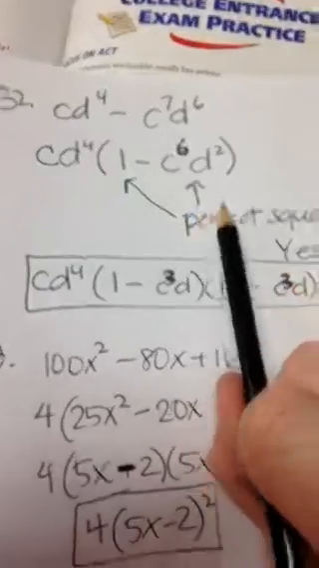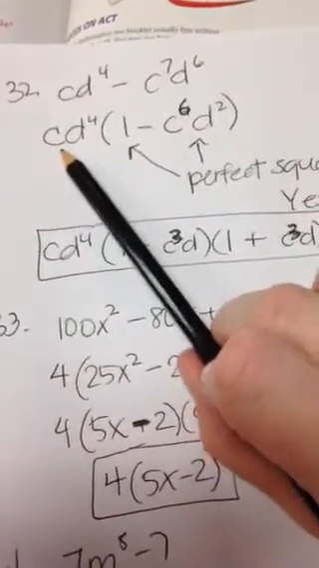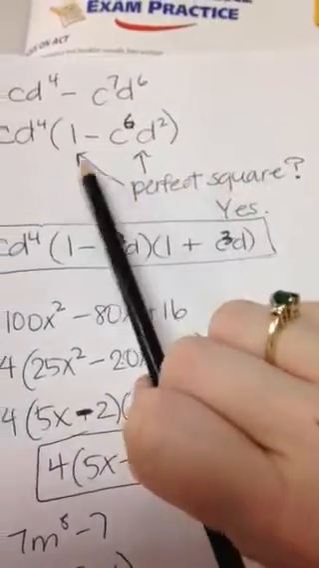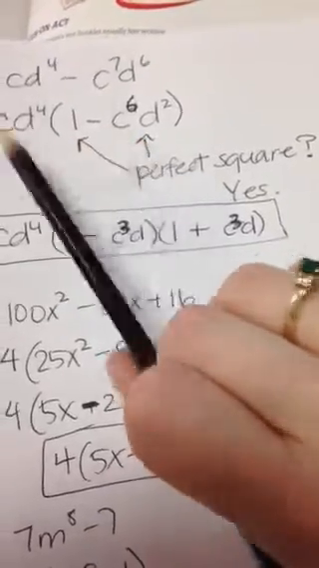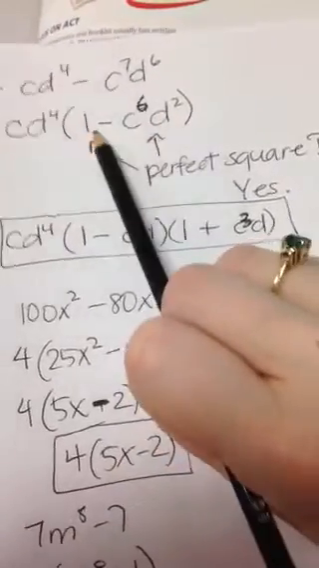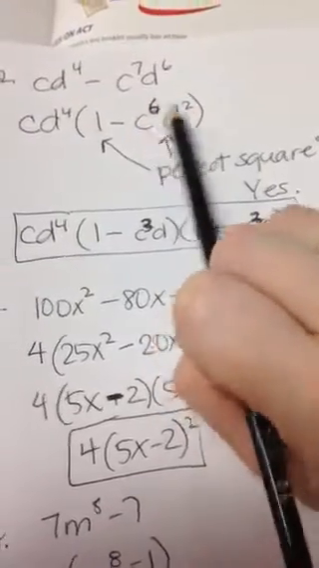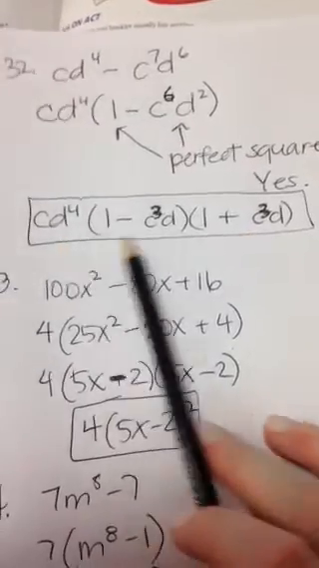Alright, 32 is a little tricky, only because of the variables. When you take out your GCF, and then you look over here and you have a perfect square. I have the question there because you're supposed to ask yourself, is this a perfect square? It is. It's a difference of two perfect squares. One is a perfect square, and c to the 6 d squared is a perfect square. So it breaks down to this right here. And there's your final answer.